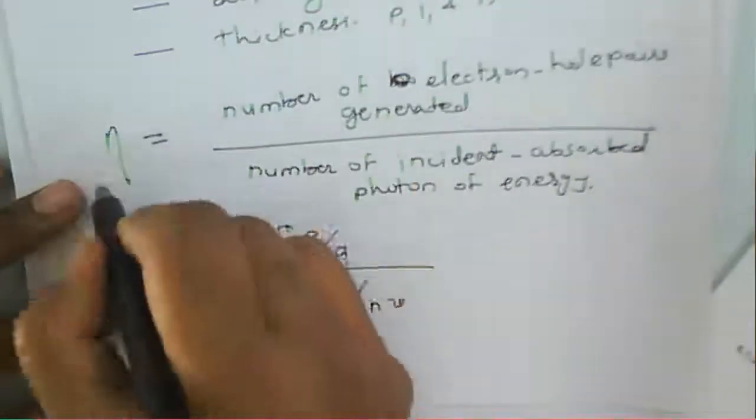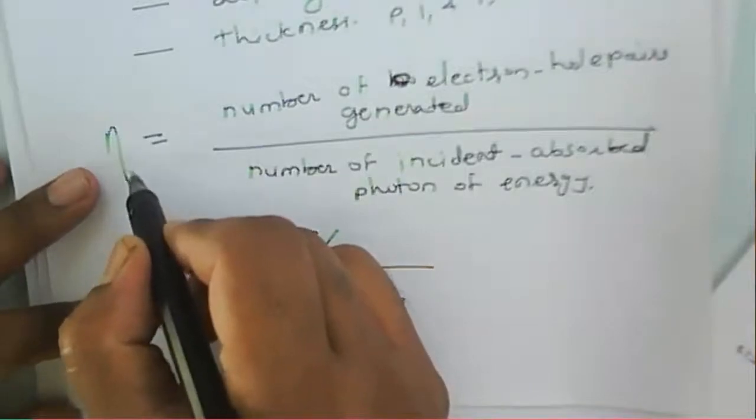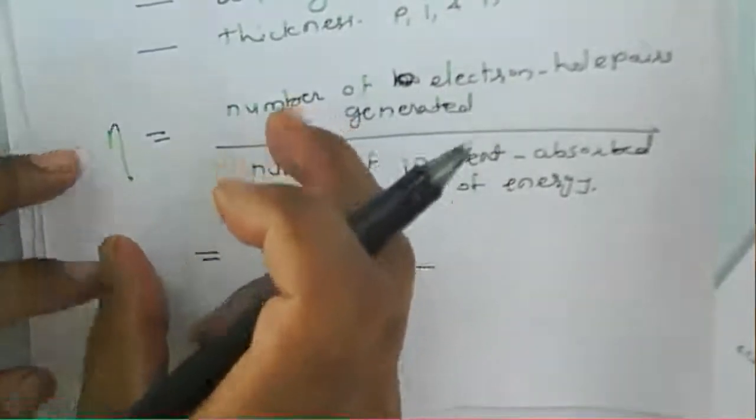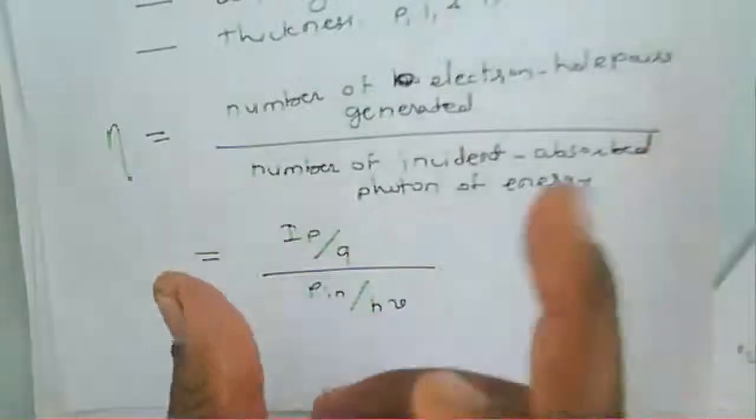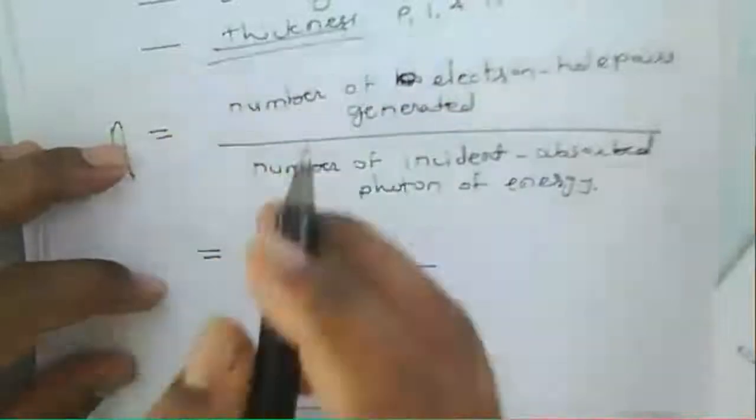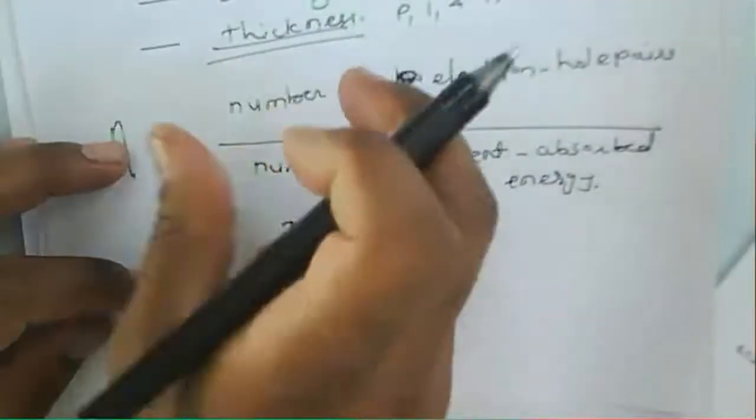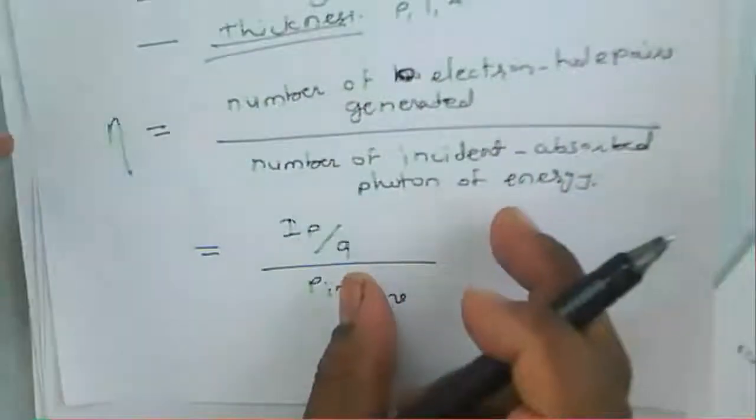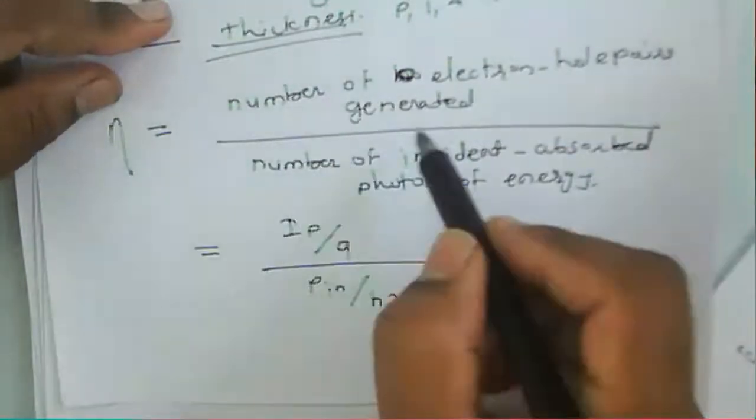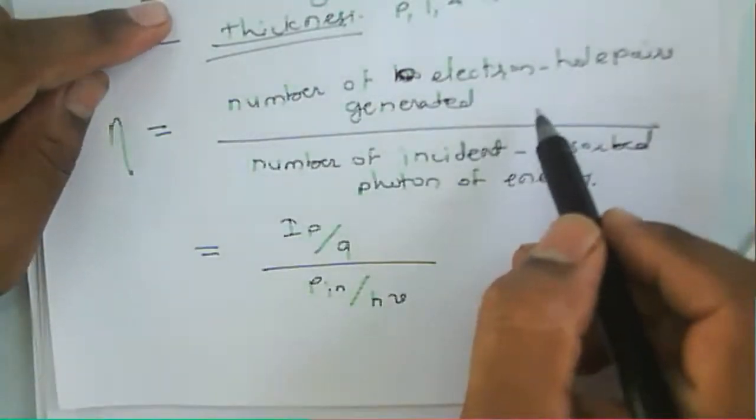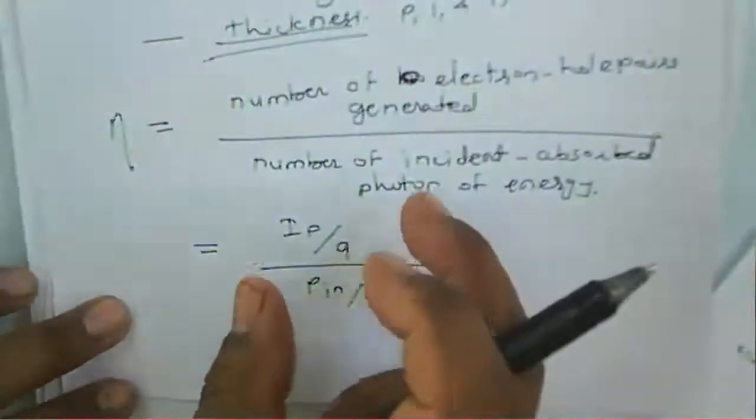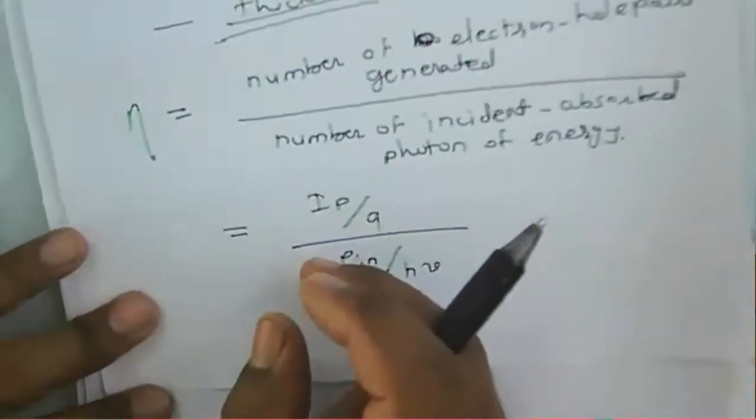Now to get higher quantum efficiency, the depletion layer size has to be large, that is, the thickness has to be large. If the thickness is large, then whatever photons are incident on that layer will generate electron and hole pairs there. So the quantum efficiency is totally depending upon the depletion layer.